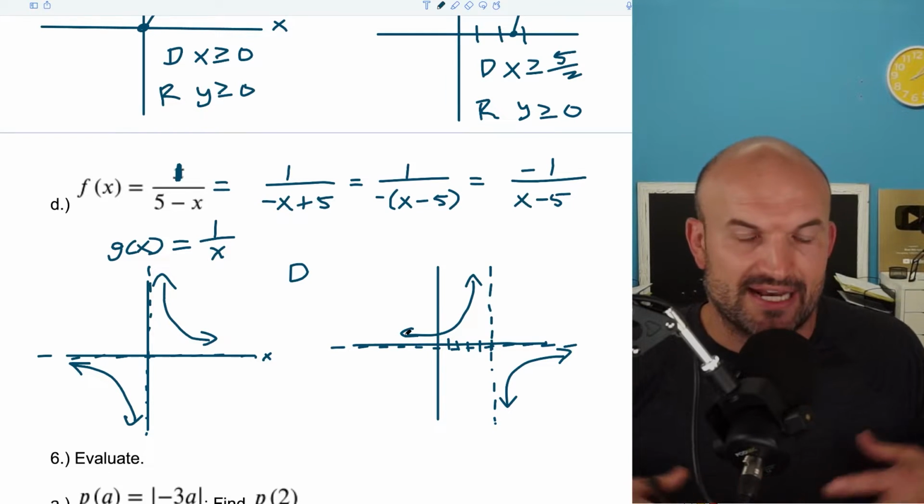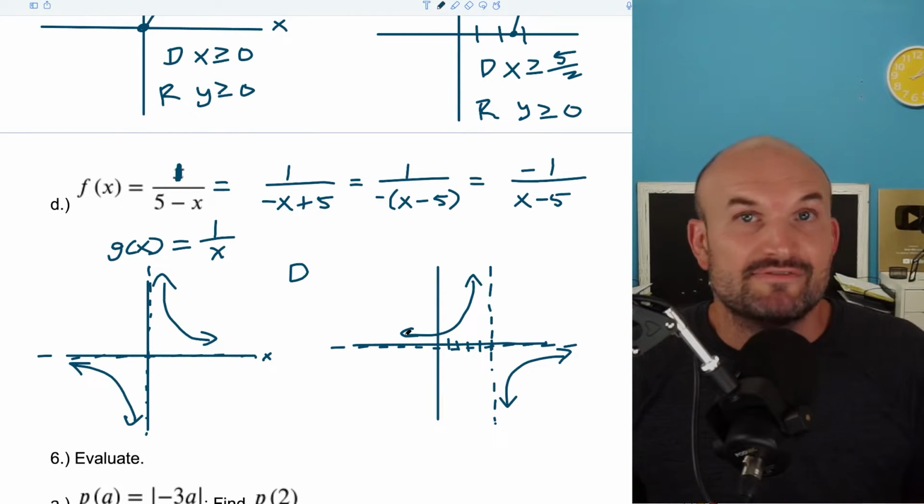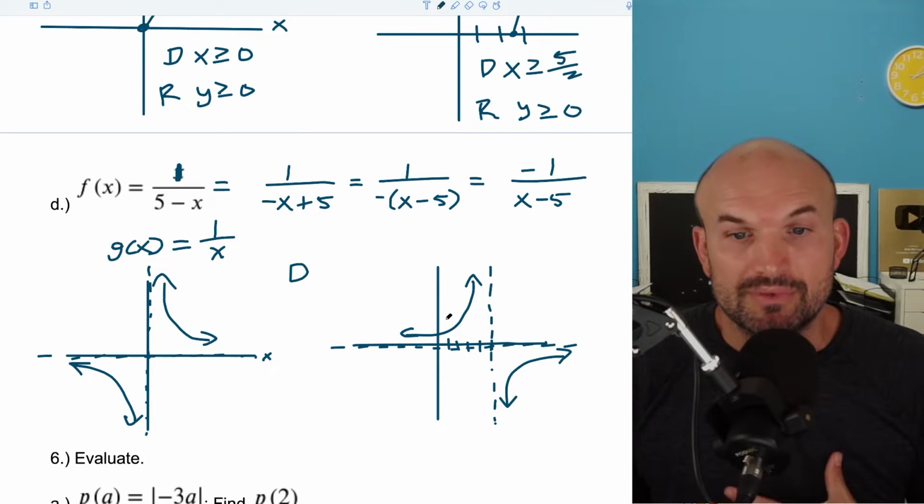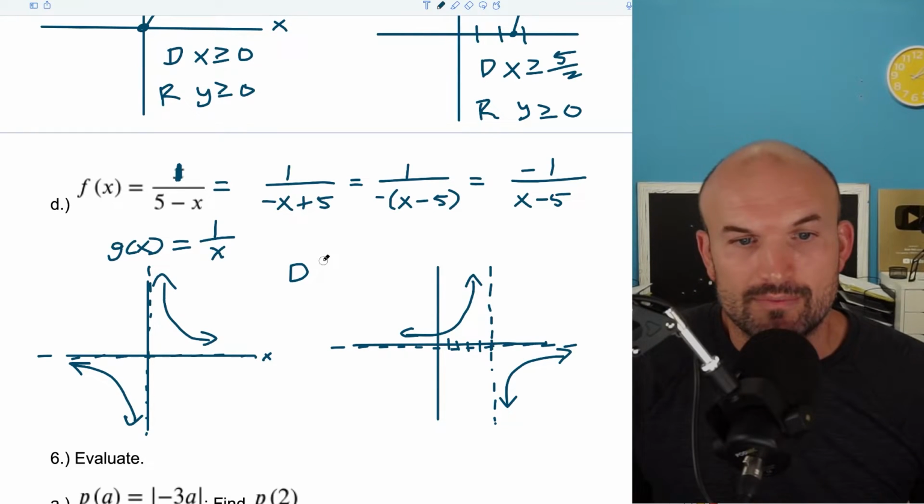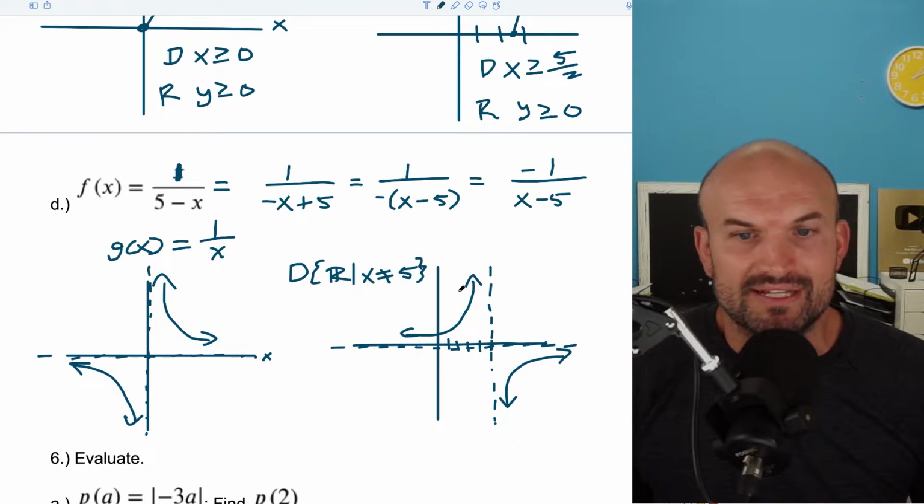It looks like this graph is expanding to the left and to the right for all values except for the asymptote. So it's really true for all real numbers except for when x equals 5. So my domain, I'll say it's going to be true for all real numbers such that x cannot equal 5. And why can't x equal 5? Well, because that's a vertical asymptote.